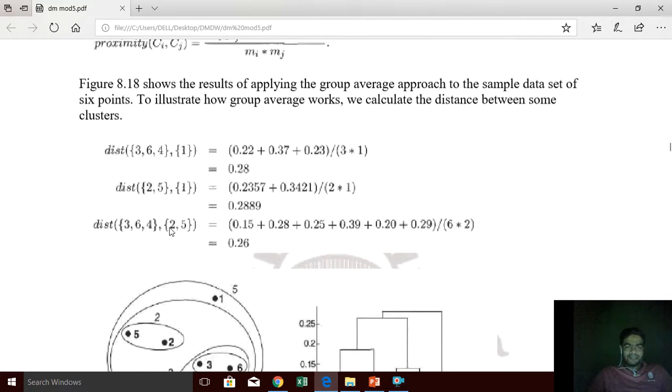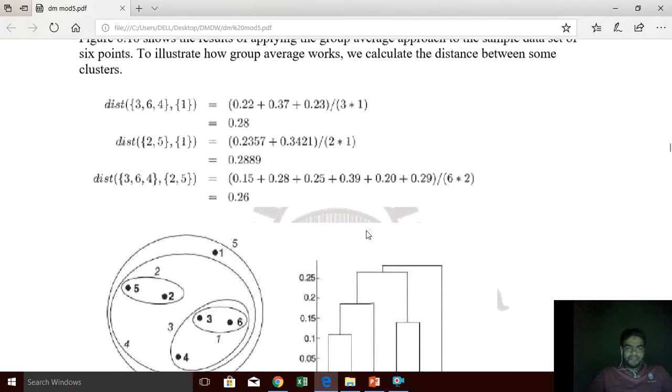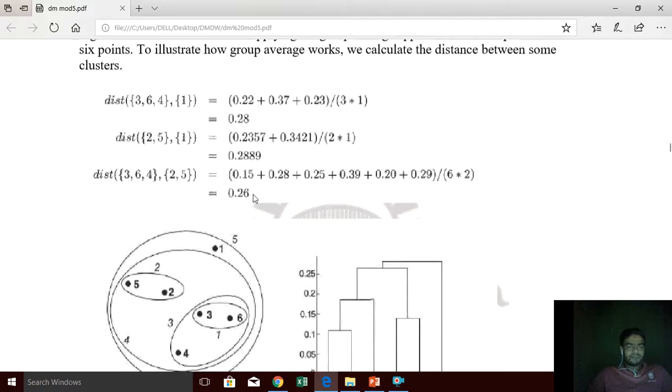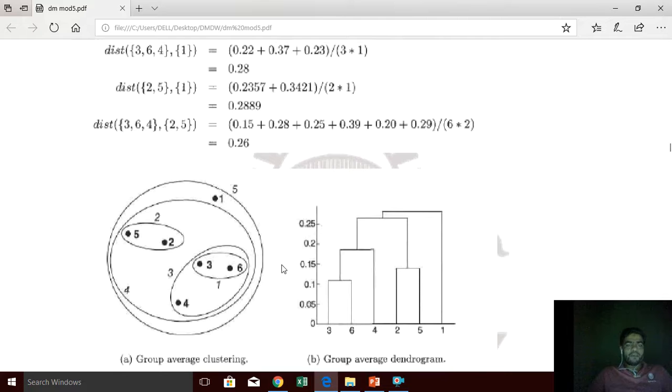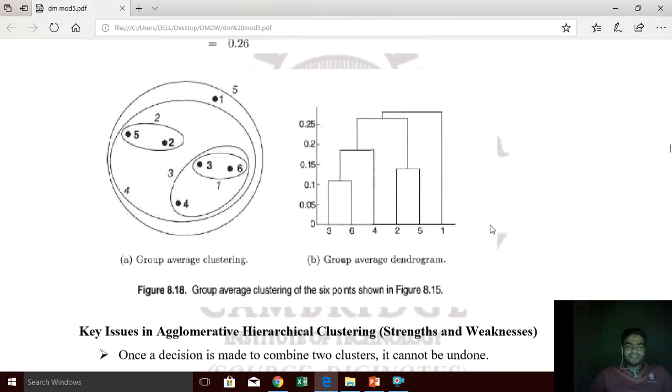Then if you take again 3 comma 2, 3 comma 5, 6 comma 2, 6 comma 5, 4 comma 2 and 4 comma 5, and apply the Euclidean distance, you will get 0.15, 0.28, 0.25 and so on, divided by 6, that is 0.26. So out of this, which is the minimum? 0.26. So here, this is the group average formula. What is being done? 3, 6, 4 and 2, 5 are merged into a single cluster. 3, 6 and 4 is in one cluster, that is merged with the second cluster 2 and 5. Okay, so that is the group average dendrogram.